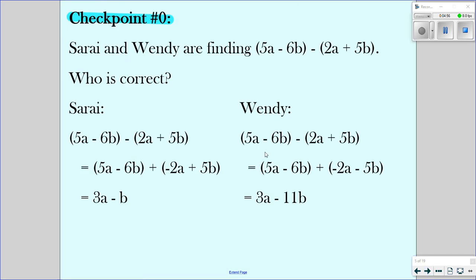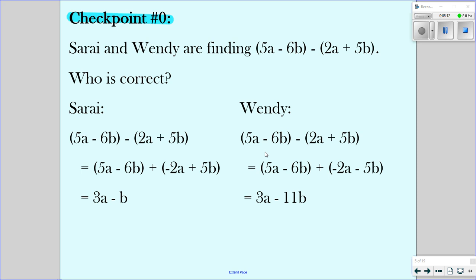Right. So for this one, we have Sarai and Wendy. They find out what the two polynomials will be when subtracted. We want to know who's going to be correct based on their work.